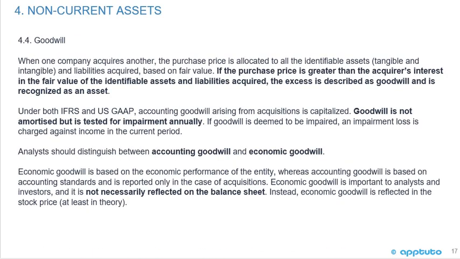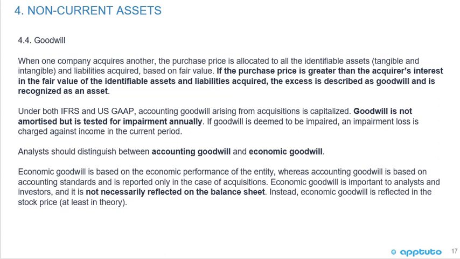Moving on now to goodwill, which is another intangible asset. When one company acquires another, the purchase price is allocated to all the identifiable assets, tangible and intangible, and liabilities acquired based on fair value. If the purchase price is greater than the acquirer's interest in the fair value of the identifiable assets and liabilities acquired, the excess is described as goodwill and is recognized as an asset.